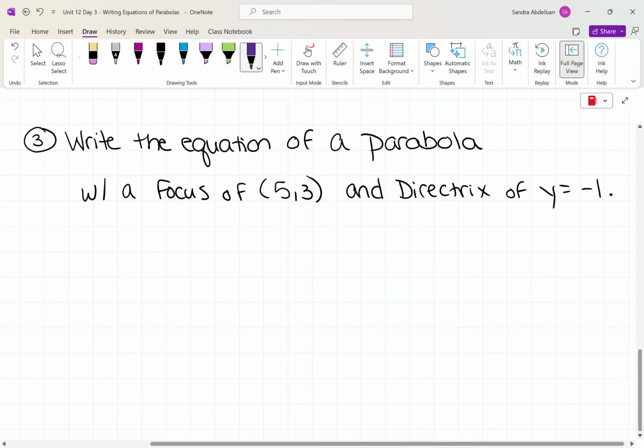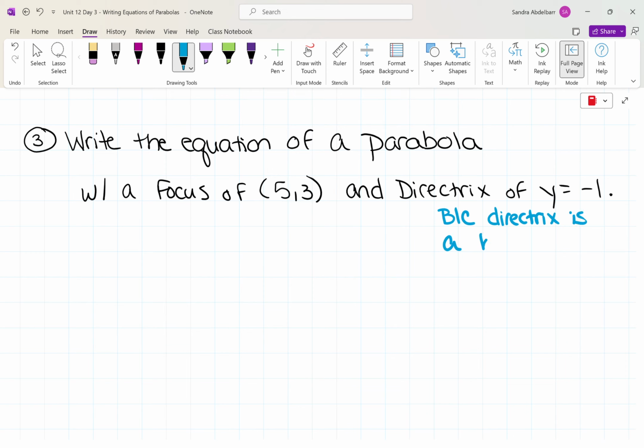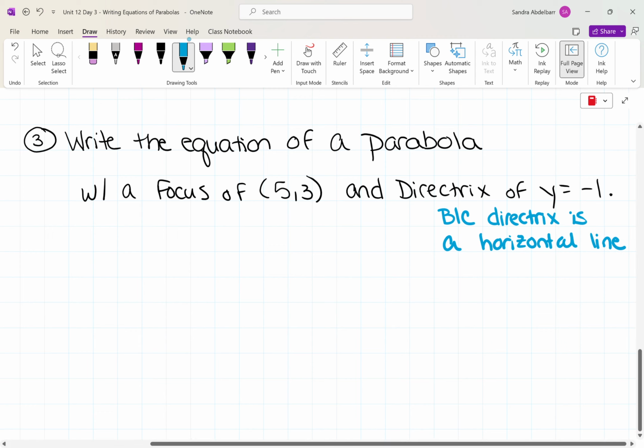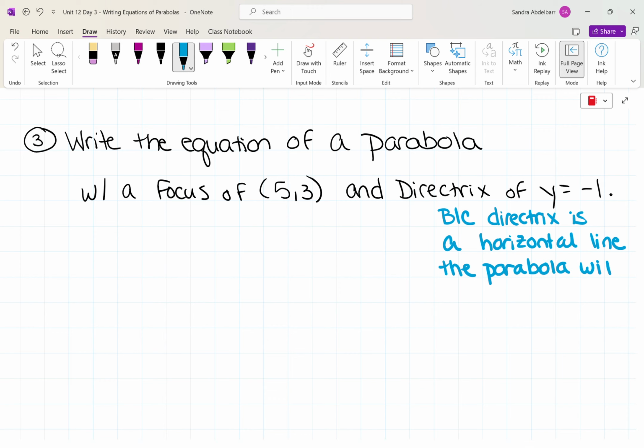Tejas? Vertical. Good. How did you know? The directrix. Good. Guys, the directrix is a horizontal line. When the directrix is horizontal, that means the parabola is vertical. If the directrix is vertical, that means the parabola is horizontal. So we are going to say, because the directrix is a horizontal line, the parabola will be vertical.